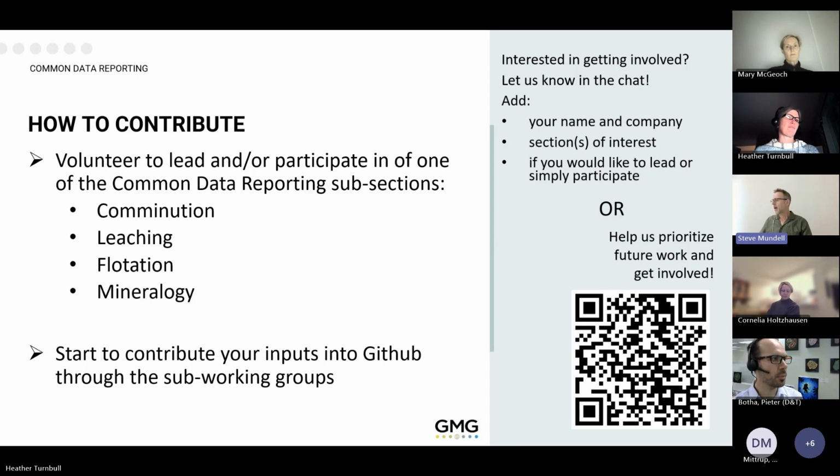So use the QR code there to get involved. It would be lovely to see more people.